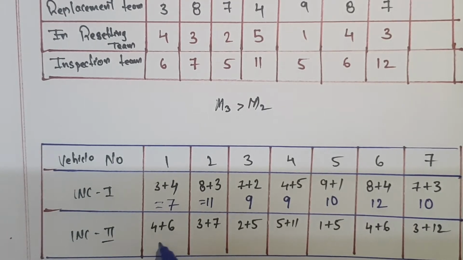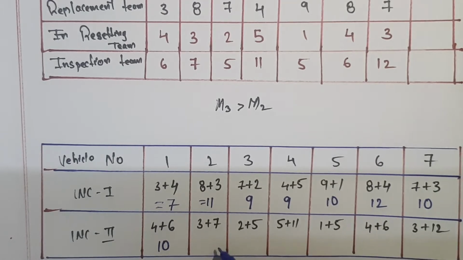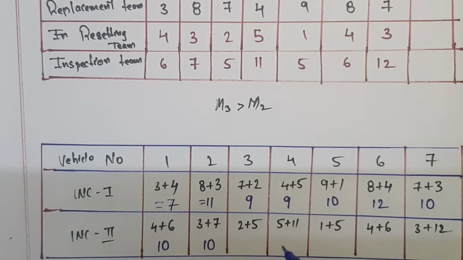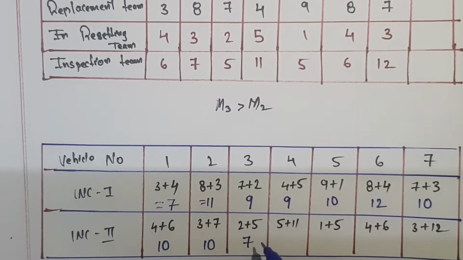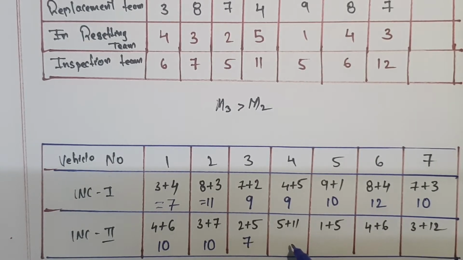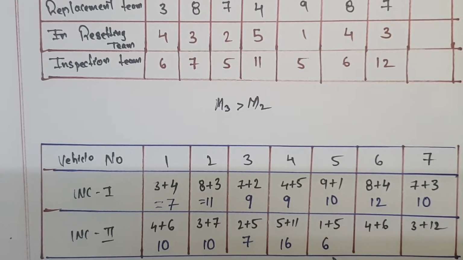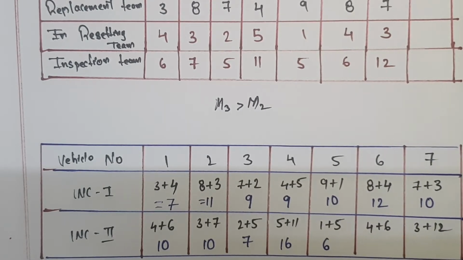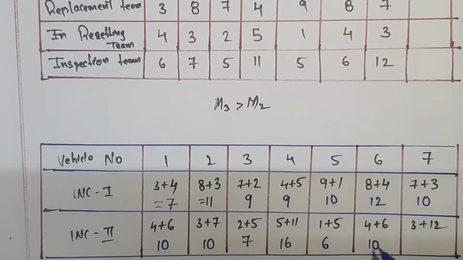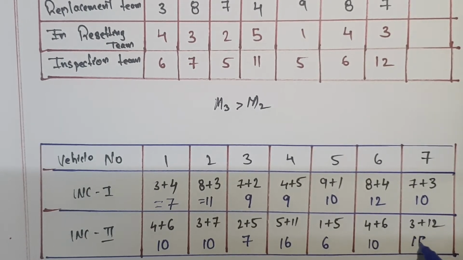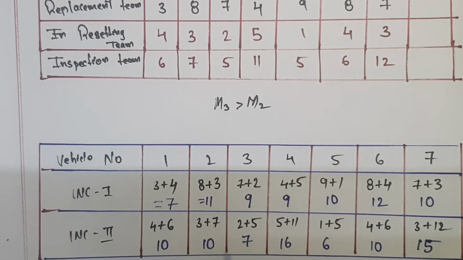So, here the sum of these 2 is 10, then the sum of these 2 is 10, then this one is equal to 7, then the next one is equal to 16, this one is 16, the next one is equal to 6, the next one is equal to 10, and the next is 15. So, like this you get the answer: 7, 11, 9, 9, 10, 12, 10. Next: 10, 10, 7, 16, 6, 10, and this one is 15.